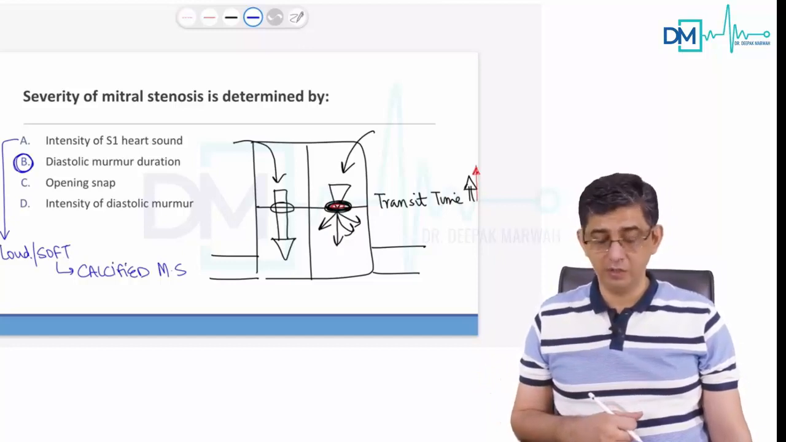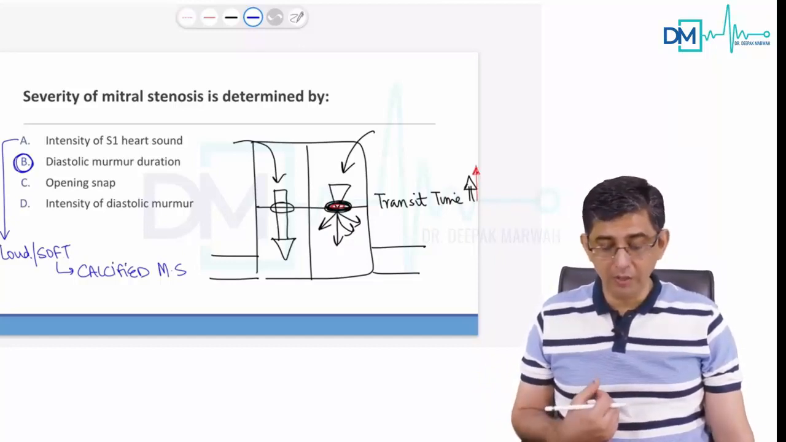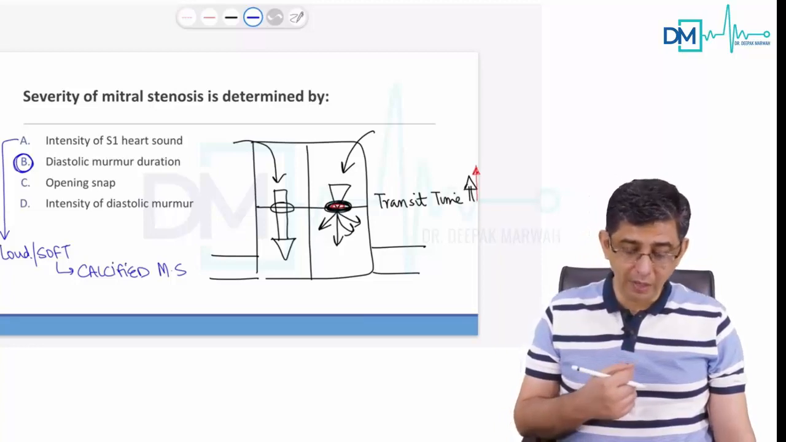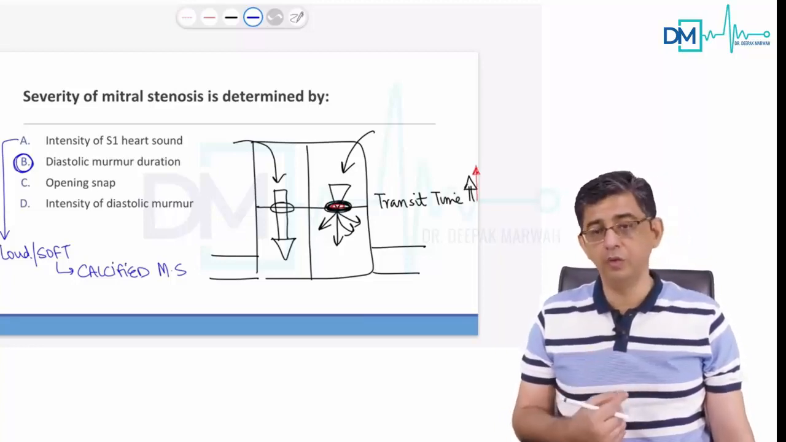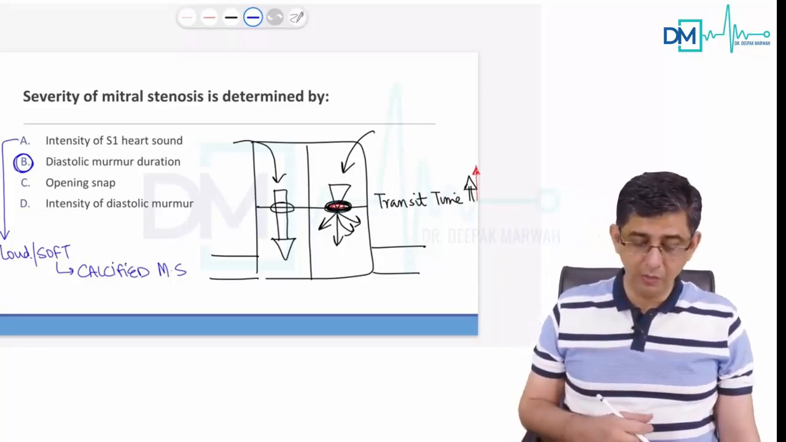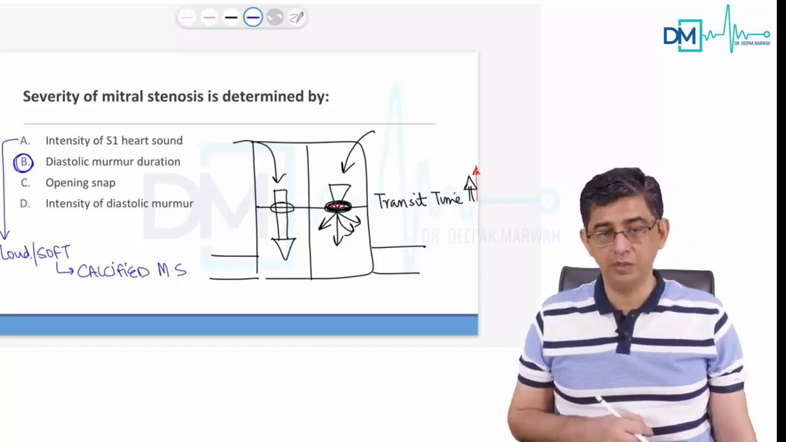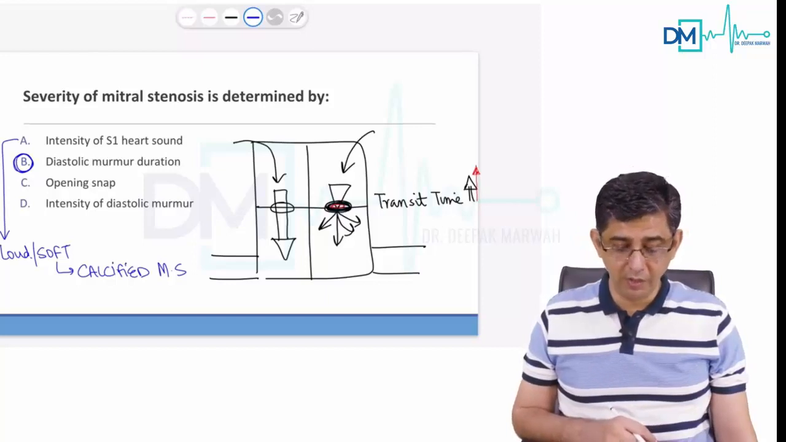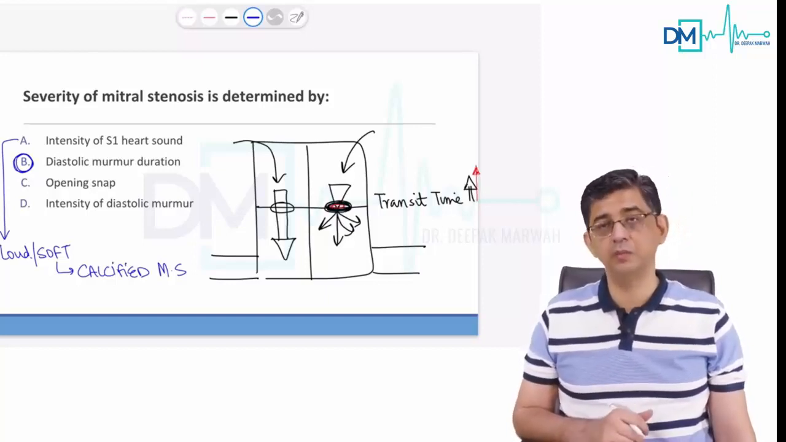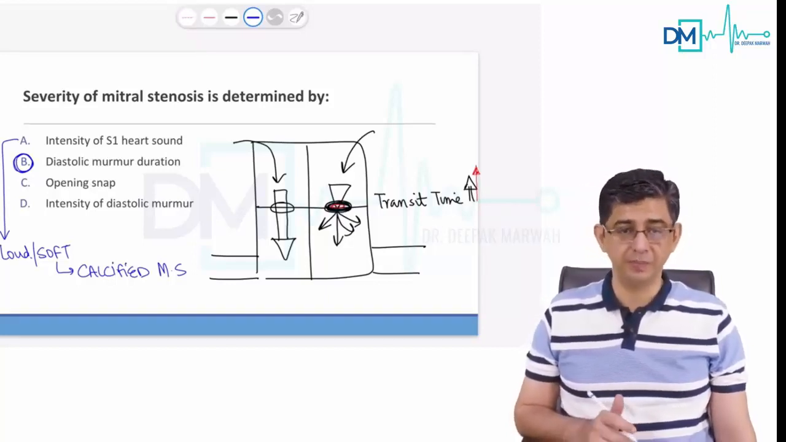And intensity of diastolic murmur is again not a determinant. It is the duration that it will take for the blood to go from LA to LV. That is the most important determinant. So the answer to this question is diastolic murmur duration is the best determinant for severity of mitral stenosis. The answer is choice number B for this particular question.